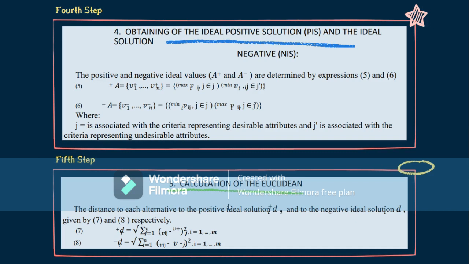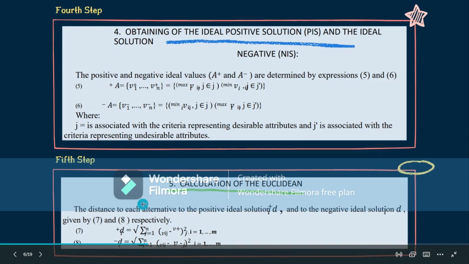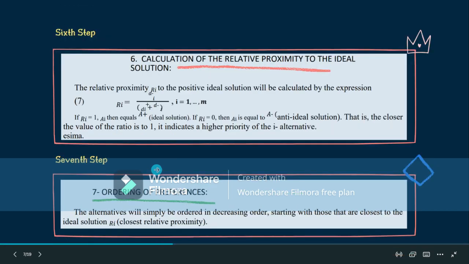The fourth step is obtaining the positive ideal solution and the negative ideal solution. The positive and negative ideal solutions we are going to calculate with expressions 5 and 6. And the fifth step is the calculation of the Euclidean distance. In this case, it is the distance of each alternative to the positive ideal solution and to the negative ideal solution, given by expressions 7 and 8.